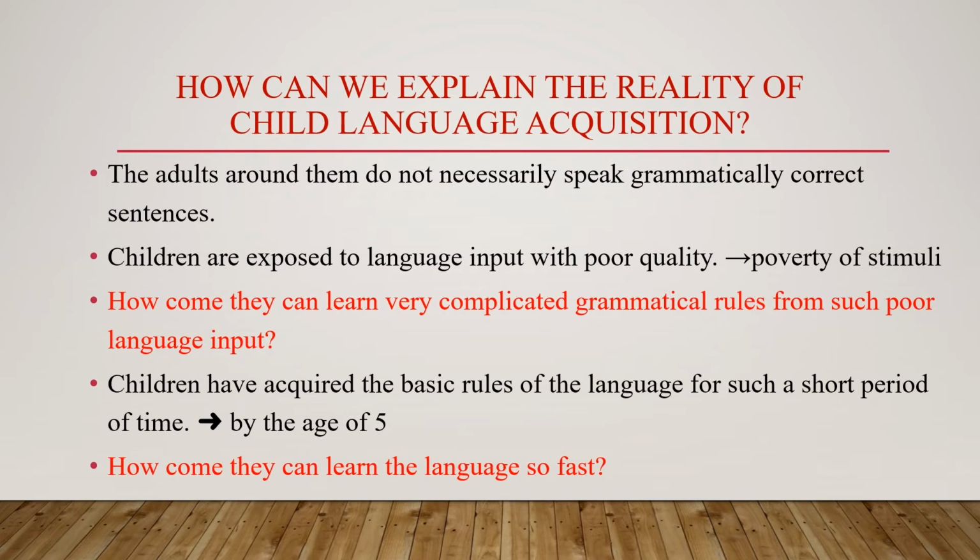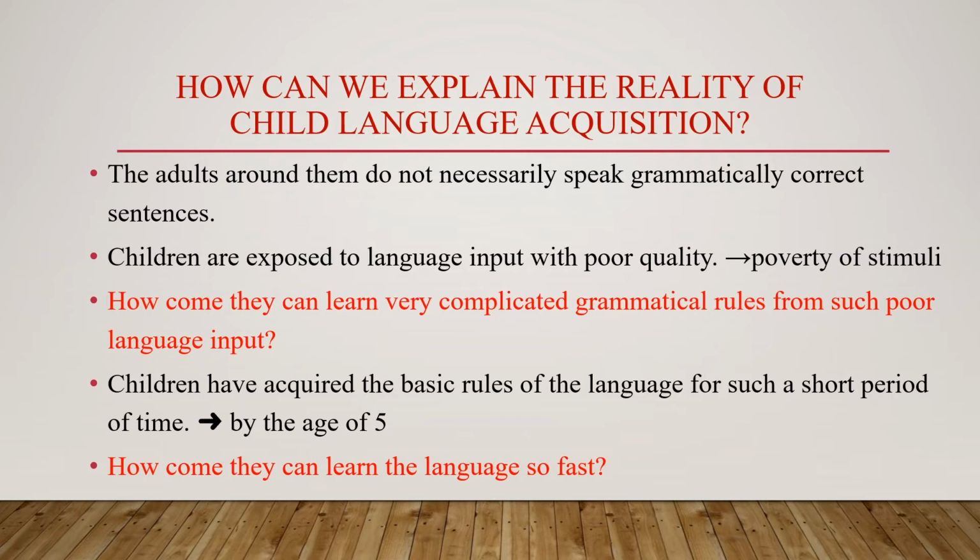Those examples I just brought up suggest that the imitation is not sufficient to explain the reality of child language acquisition. Children are exposed to a language spoken by the adults around them in a community. However, the adults do not always speak grammatically correct sentences and sometimes do not complete a sentence. Yet, children learn the language unconsciously and can use the language without any problems at the end. If they are exposed to such poor quality language input, how come they learn very complicated grammatical rules? In the area of language acquisition research, the poor quality input is referred to as poverty of stimuli.